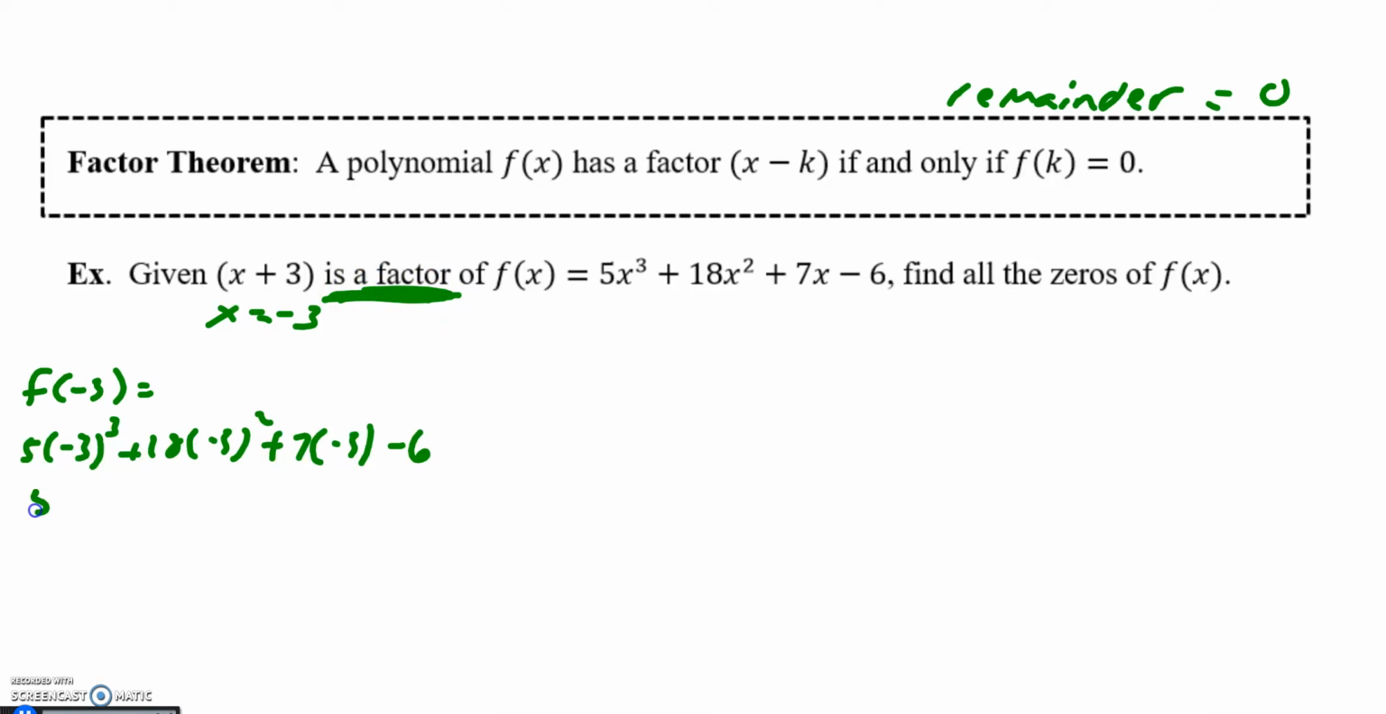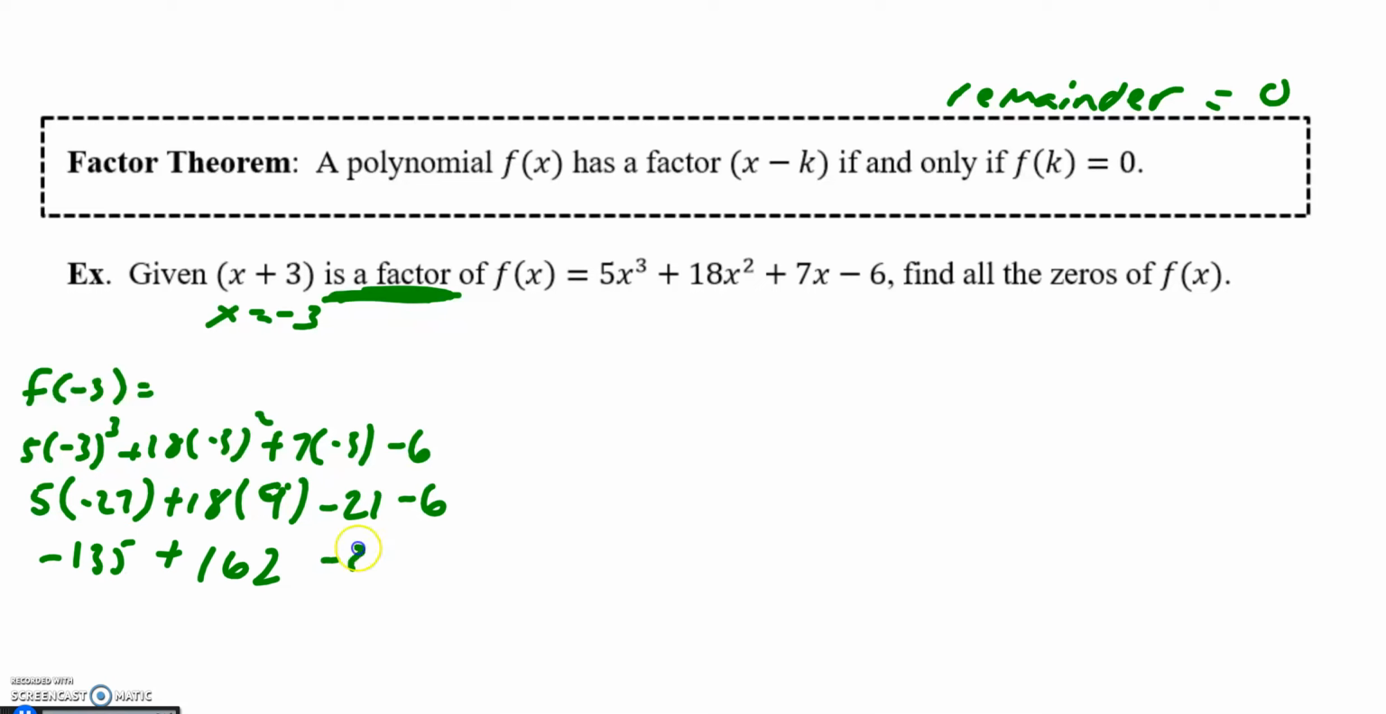So if I did this, this would be 5 times negative 27 plus 18 times positive 9 minus 21 minus 6. If I multiply the negative 27 times 5, I get negative 135 plus 18 times 9, which is 162, minus 21 minus 6. If I combine negative 135 and I add the 162, I get 27 minus 21 minus 6. 6 minus 6 is 0.